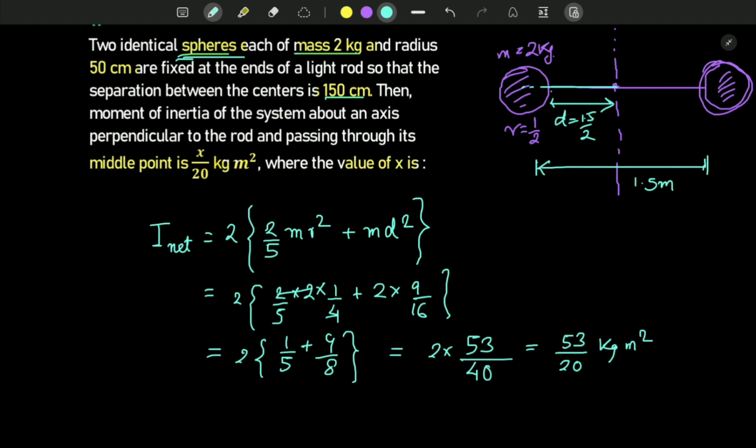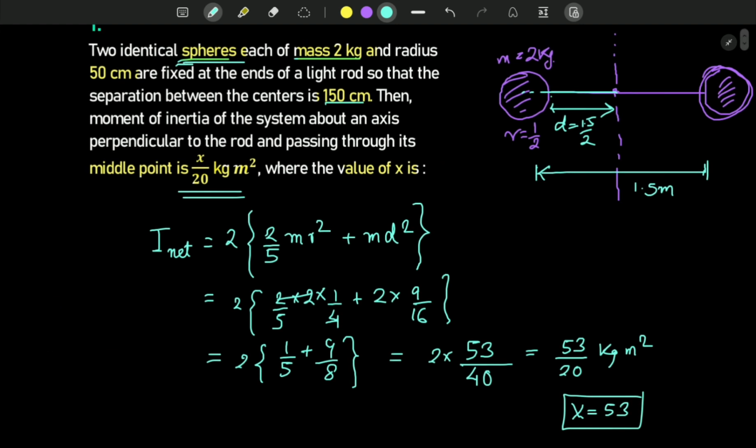In the question it is told that it is x by 20 kg m². So from here I can say that x equals 53. So I found that x is 53, and this is the correct answer to our question.